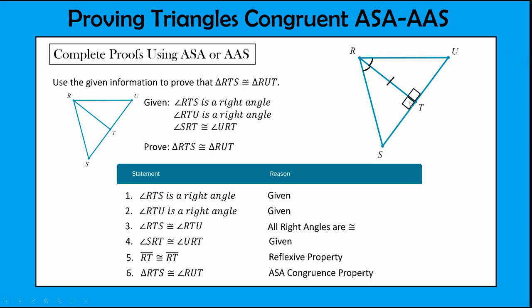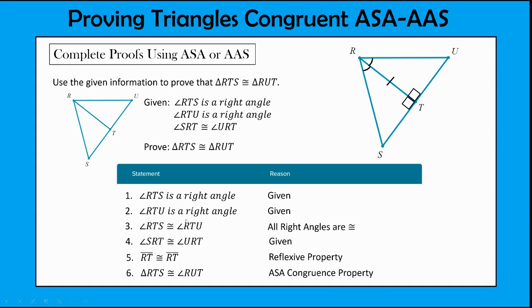Okay. So I went up here and labeled these two to be right angles. Then it gave me angle SRT and angle URT are congruent. That's these two angles. And then the two triangles we're trying to prove congruent share this common side, and it's congruent to itself. All right. So taking all that information down here, enter in my two givens that RTS and RTU are right angles. Therefore, those two are congruent to each other because all right angles are congruent.